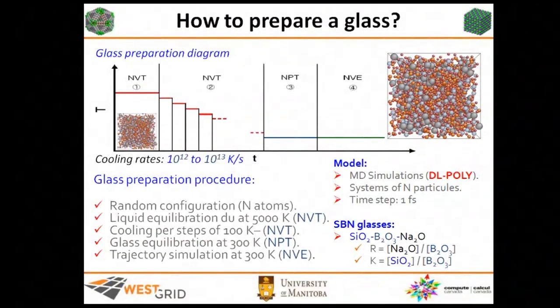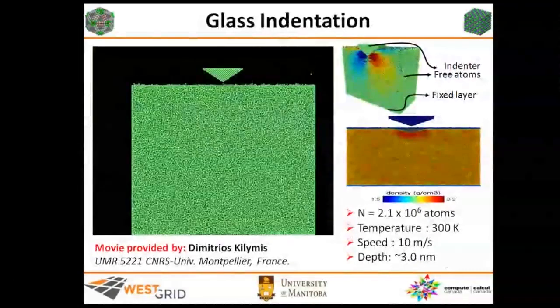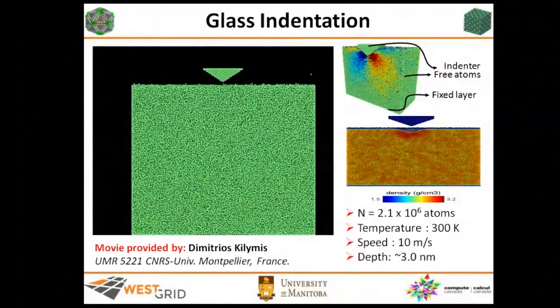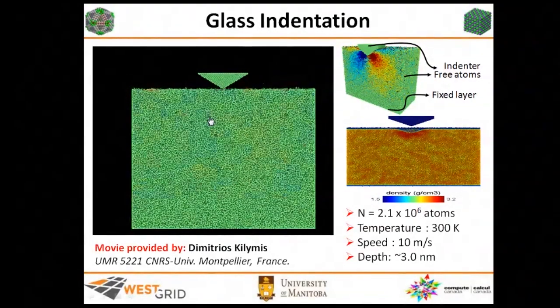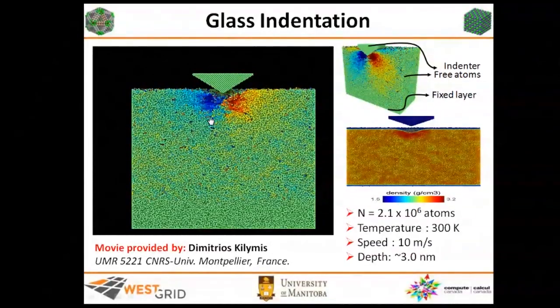Here I will show you just a movie about glass indentation. So for example, this corresponds to a glass with 3 oxides. At the bottom there is a fixed wall. The atoms at the bottom are fixed. The atoms in the middle are free to move, and we have an indenter at the top. So I will start the movie. It will go like this. From here you can study the effect of the indentation on the glass.